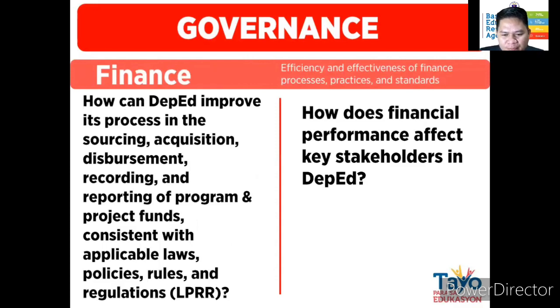For finance, efficiency and effectiveness of finance processes, practices, and standards. So we have some sample research questions. How can DepEd improve its process in the sourcing, acquisition, disbursement, recording, and reporting of program and project funds consistent with applicable laws, policies, rules, and regulations, or the LPRR? Another research question, how does financial performance affect key stakeholders in DepEd?